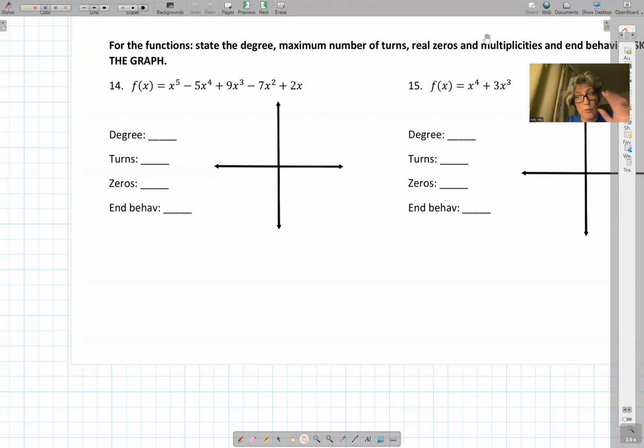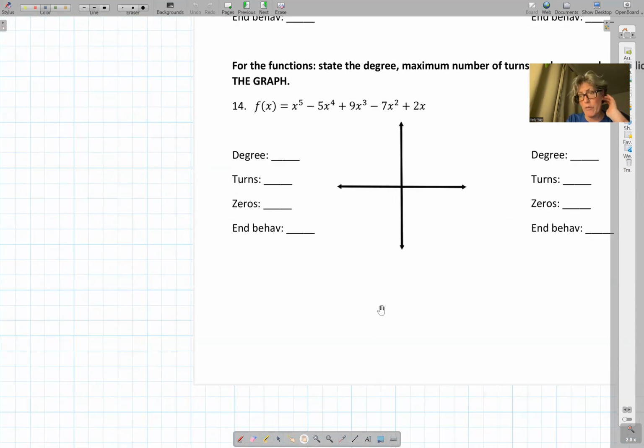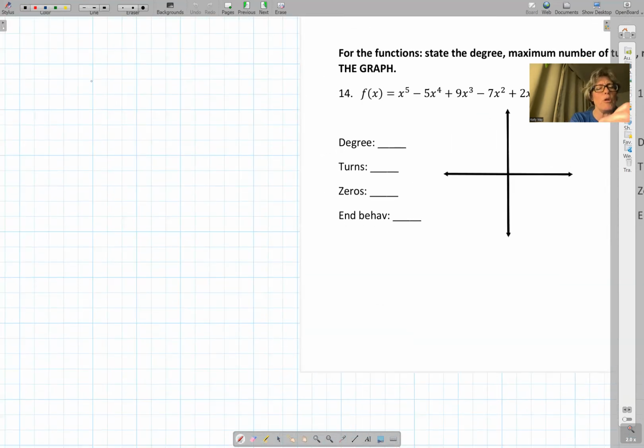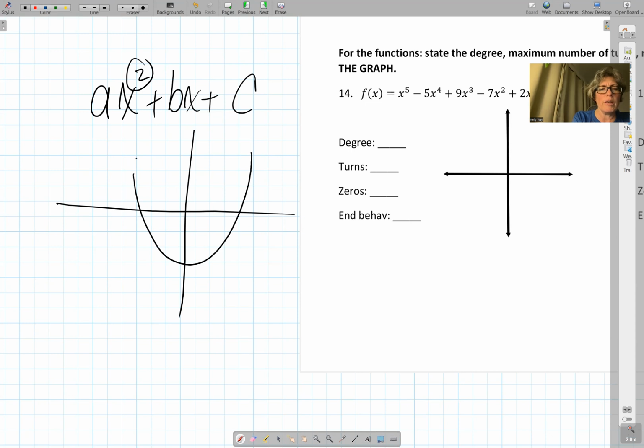So we're just going to do 14 here. And it's talking about degrees and turns and zeros and then behavior and all that good stuff. So let's start with the simple stuff, the pattern. You know that if you have ax squared plus bx plus c, so if it's to the second degree, you already know what this looks like. It's going to be some form of parabola, right?